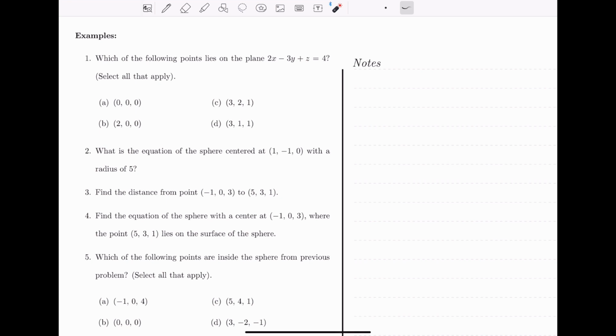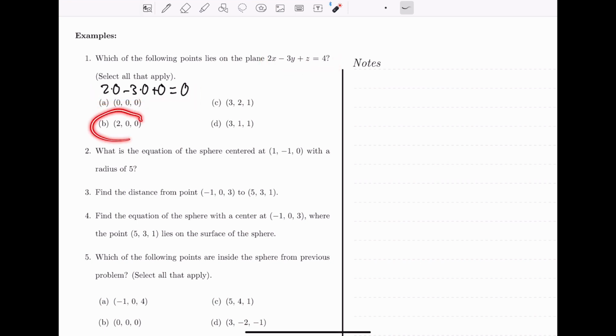In example 1, we're given the equation of a plane, and we want to know which of these points are on that plane. If we were to graph this plane, which of these points are on it? So to figure this out, we need to plug the coordinates of the points in for x, y, and z and see if the output is 4. Let's do that with the point 0, 0, 0. If we plug 0, 0, 0 into this equation of the plane, then we'd have 2 times 0 minus 3 times 0 plus 0. That all equals 0, which is not 4. So this point does not lie on the plane because it does not satisfy the equation.